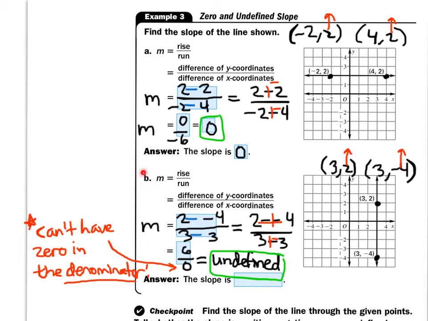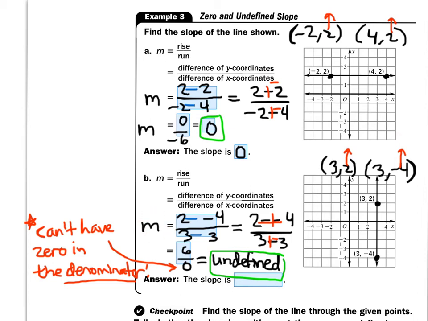All right, take a look at B. Look at this line. Now you should know that this is the undefined line. But let's take a look at what the fraction looks like when it's undefined. So I take this first point, 3 comma 2, and I take the second point, 3 comma negative 4, and I let the y's rise. So let the 2 go up and let the negative 4 go up.